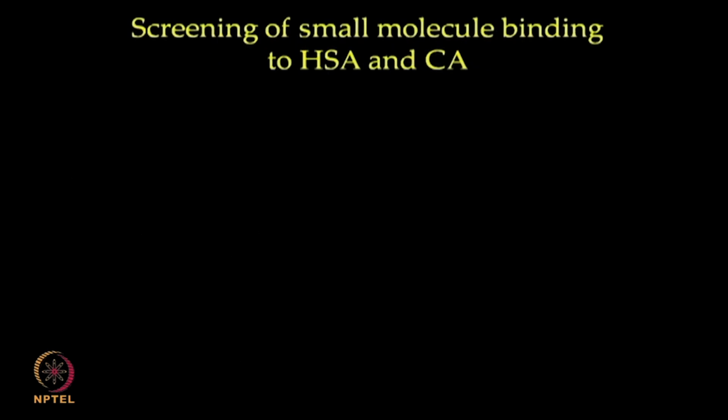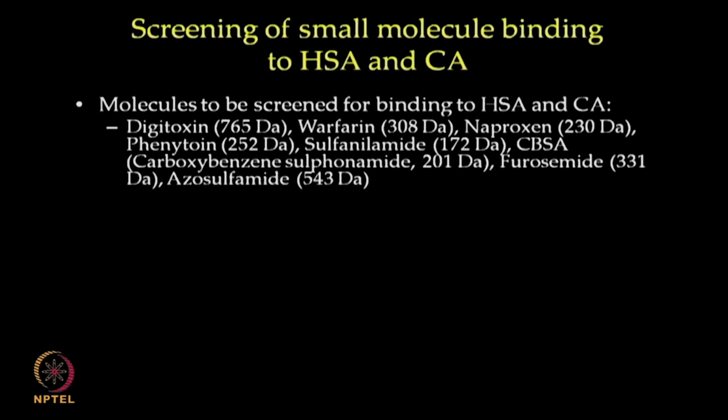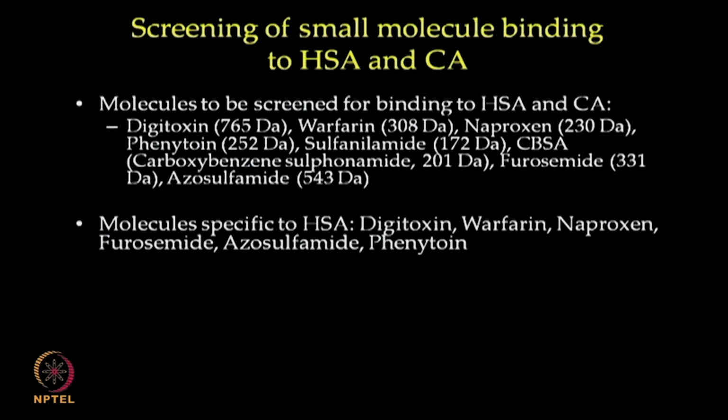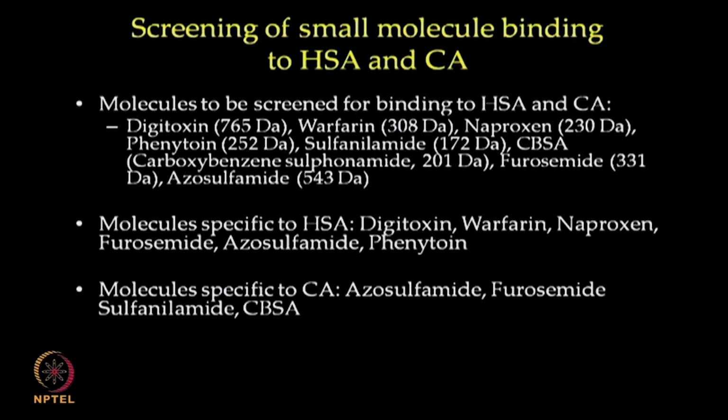These small molecules to be screened for binding will include digitoxin, warfarin, naproxen, phenytoin, sulfanilamide, carboxybenzene sulfonamide, furosemide and azosulfamide. Some of these molecules are specific to HSA, whereas the rest are specific to CA. Furosemide is specific to both.